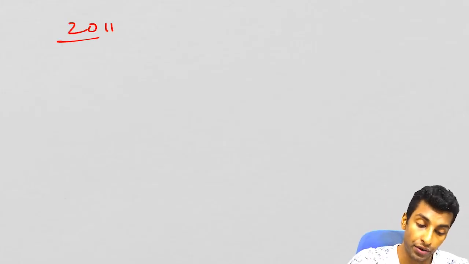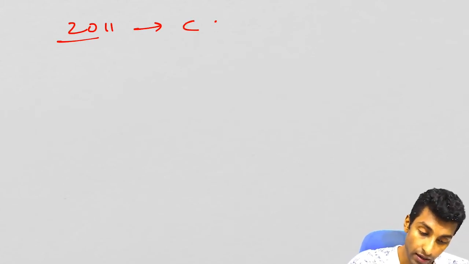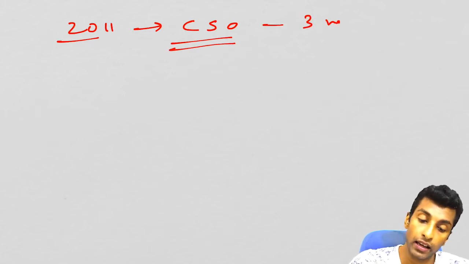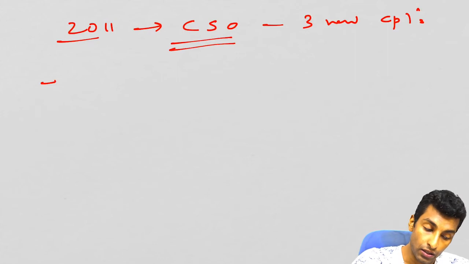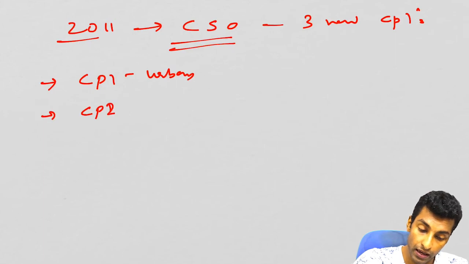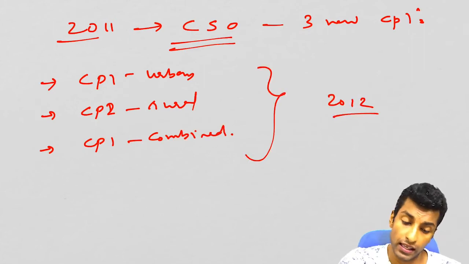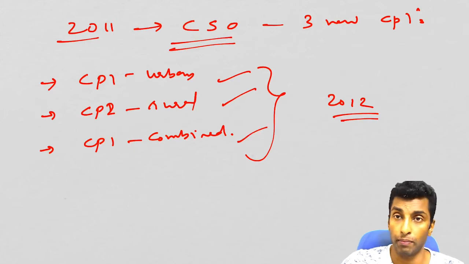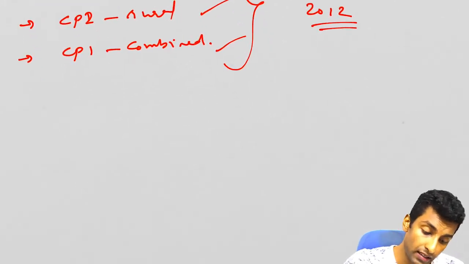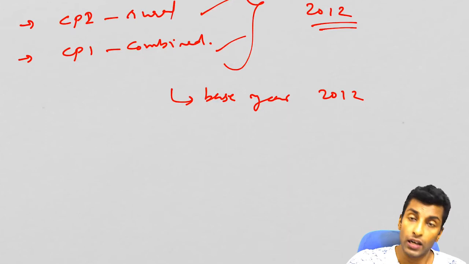Okay. Now in 2011, CSO, Central Statistical Office, actually introduced 3 more CPIs. So those 3 in 2011, Central Statistical Organization, 3 new CPIs: CPI urban, CPI rural, then CPI combined. And this was actually a question in 2012. These are broader. When we talk about CPI urban, rural, combined, these are broader. So here the base year of all 3 is 2012.